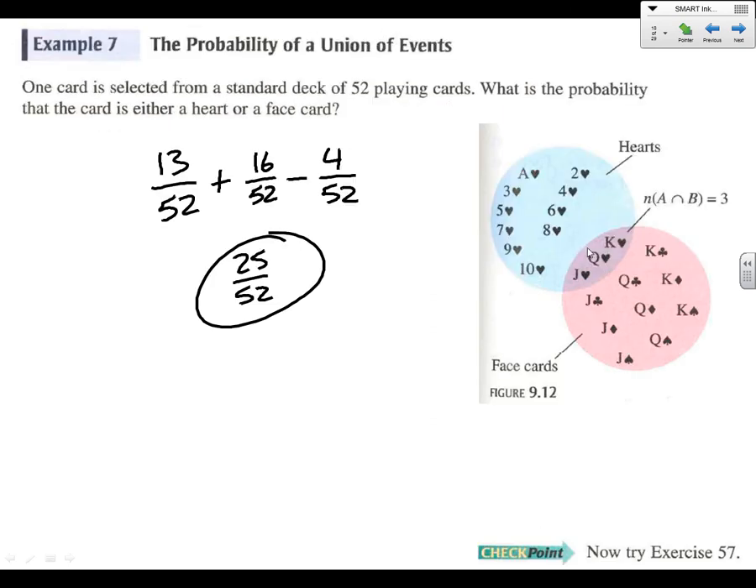I guess they're not considering aces to be face cards. I guess that's true, huh? Aces wouldn't be face cards, so this is going to be a 13. And then this would be a 3. So 26 minus 3, so 23 out of 52 repeats.